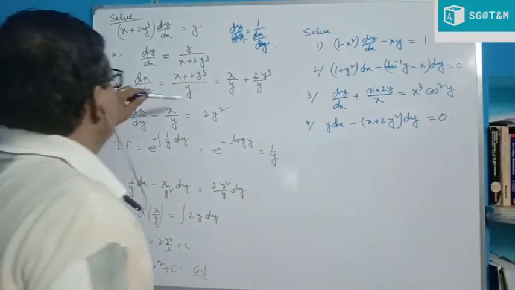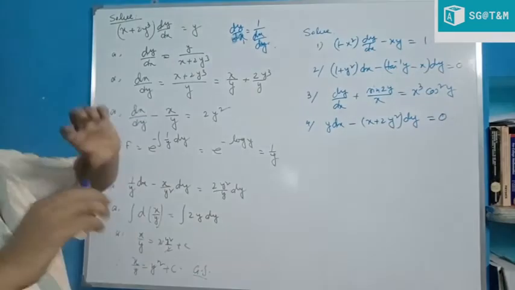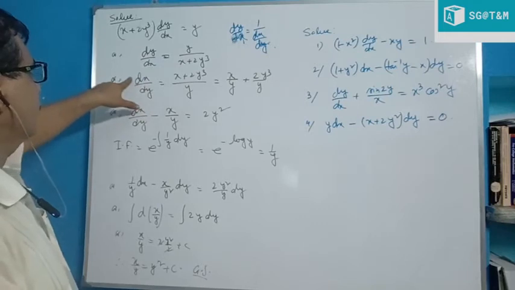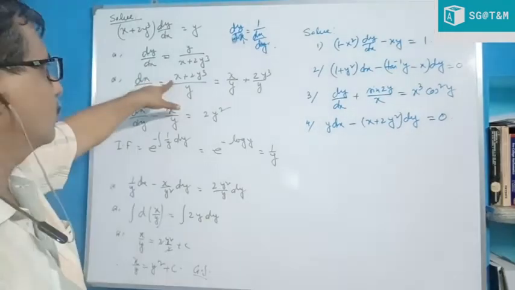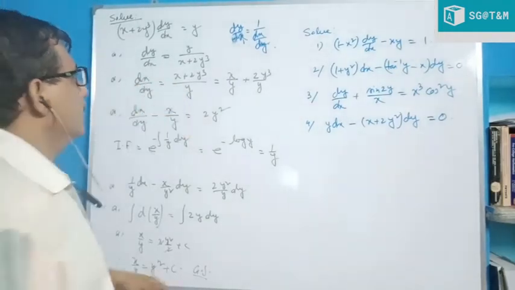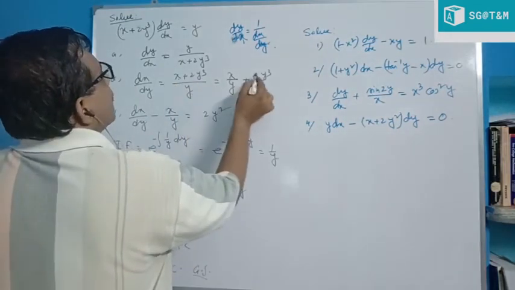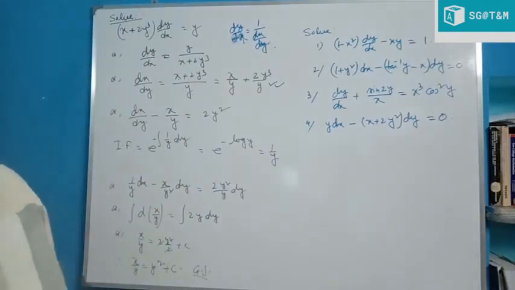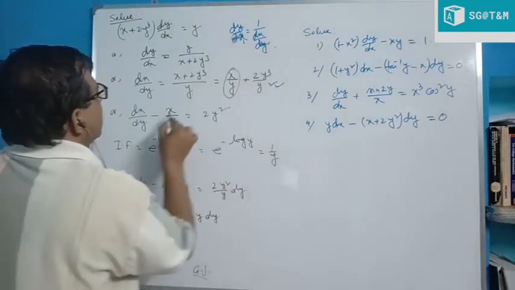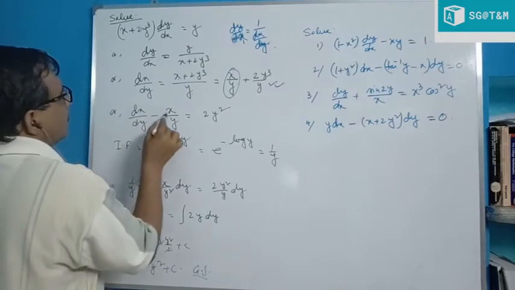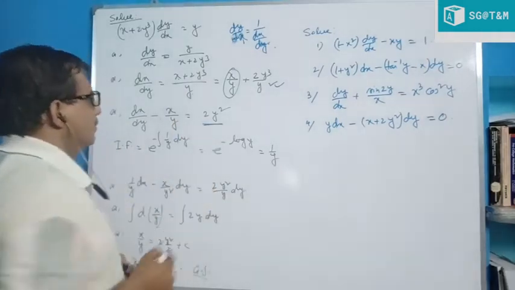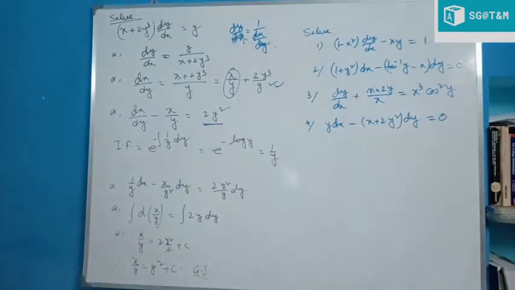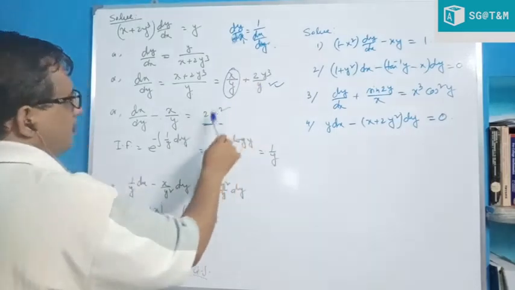So dx/dy, just take the inverted form. If dy/dx is equal to that, then dx/dy is equal to (x + 2y³) by y. Breaking it part by part, x by y plus 2y³ by y. Now this x by y taken to the left hand side. So dx/dy minus x by y is equal to 2y², since 2y³ by y is 2y².